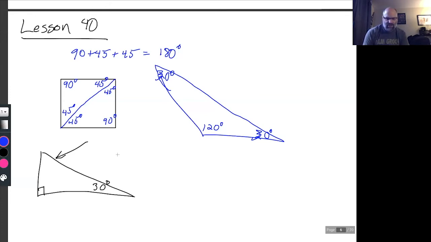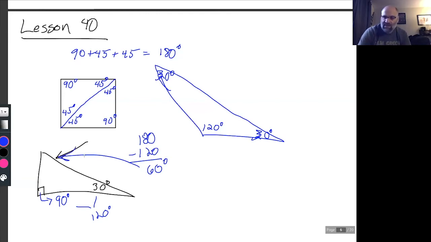60 degrees. 60, that's what I got too, because look, if this is a right angle, then that's 90 degrees. So let's see, both of those add up to 120 degrees. So what's left out of 180 is 60. So if you need to write out your subtraction, that's fine. So that equals 60. Good job.